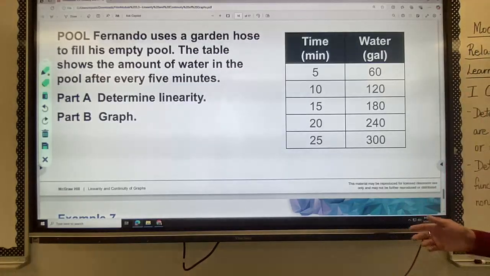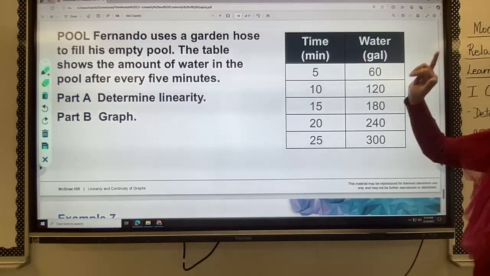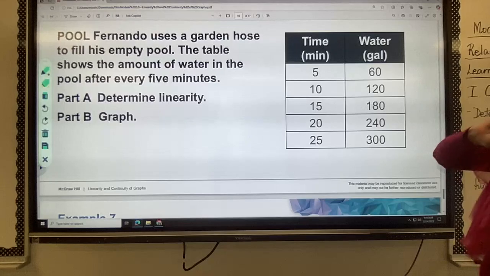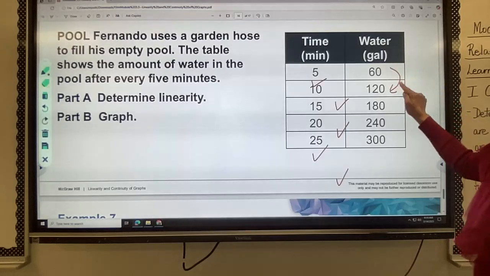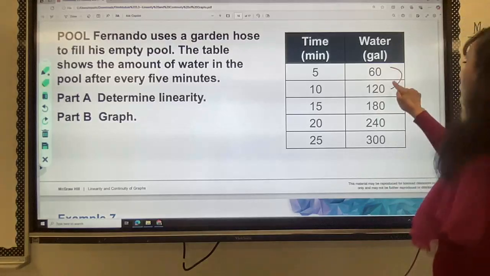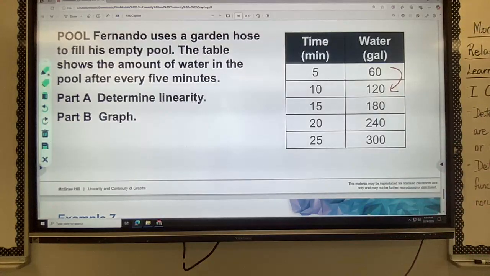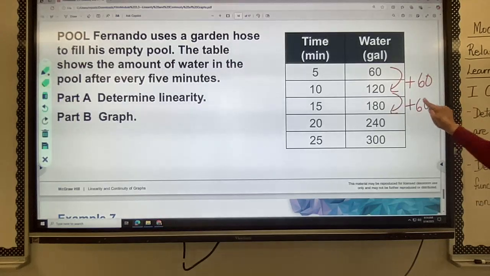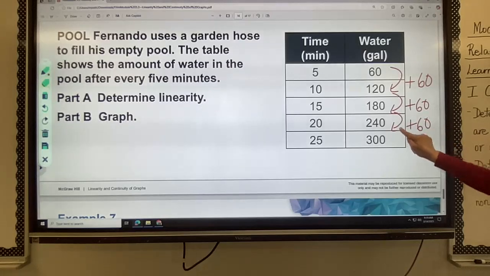Okay, so in 5 minutes, 60 gallons. In 10 minutes, 120 gallons. So if I'm looking at this, what is the growth that I am seeing over here? Okay, so look, how much has that increased? So the amount of water in the pool increases by 60 gallons during the first 5 minutes. It also increases by 60 gallons during each following 5-minute interval up to 25 minutes. So this is all plus 60, plus 60, plus 60, plus 60.